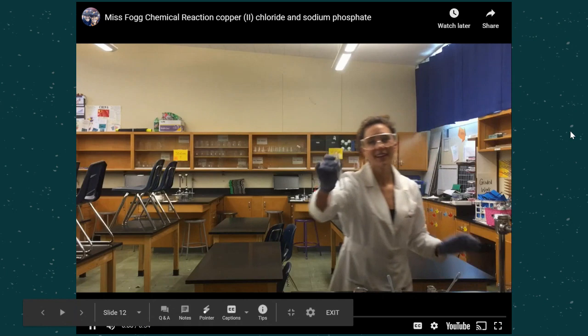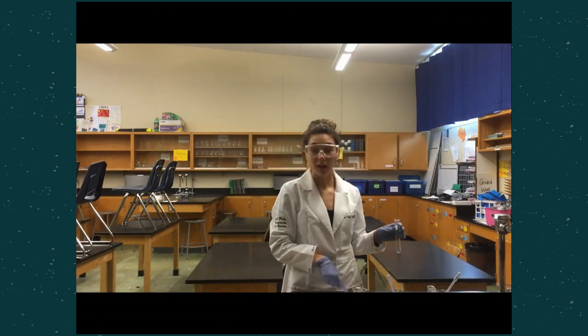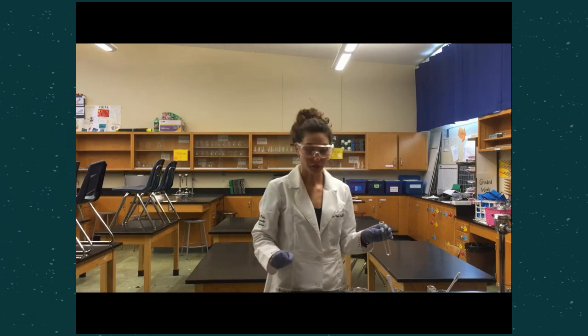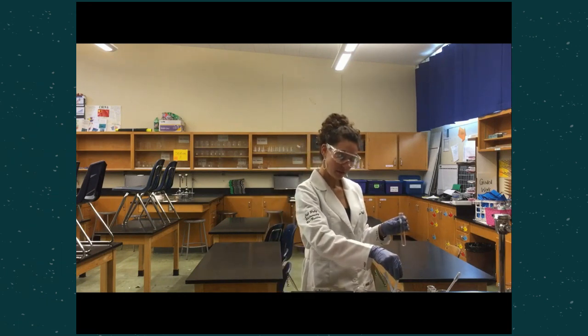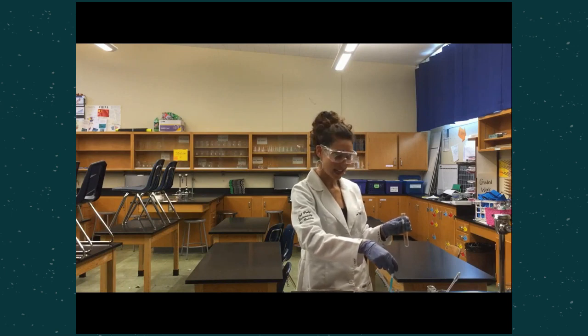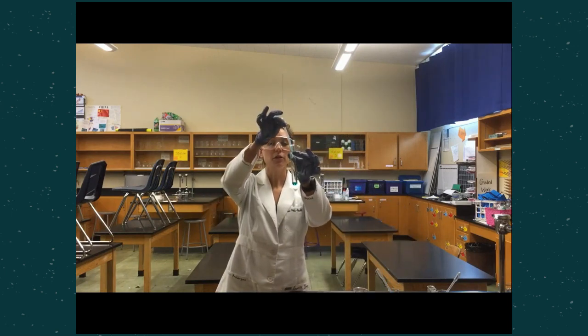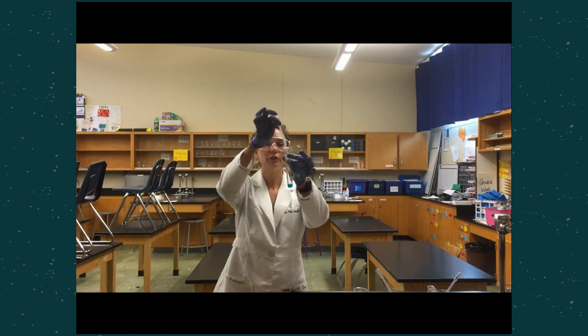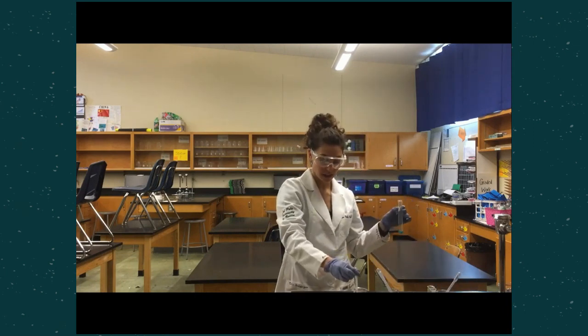Hello, at this station, we will be combining copper chloride and sodium phosphate, and we are going to form a precipitate. Remember, a precipitate is a solid product. So I'm going to start out with copper chloride. This is copper(II) chloride, a beautiful blue solution. And to this, we are going to add our sodium phosphate.